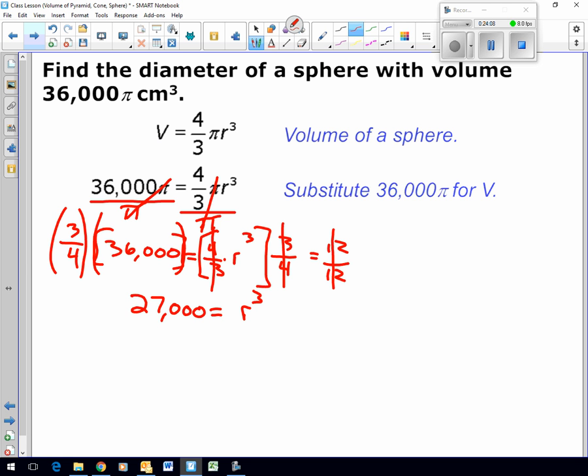I multiplied both sides by 3/4. It wipes out the fraction on the right side, and on the left side, 3/4 of 36,000 is 27,000. 3/4 times 36,000 is 27,000. You can type that in your calculator. That was step 1, big step 1.